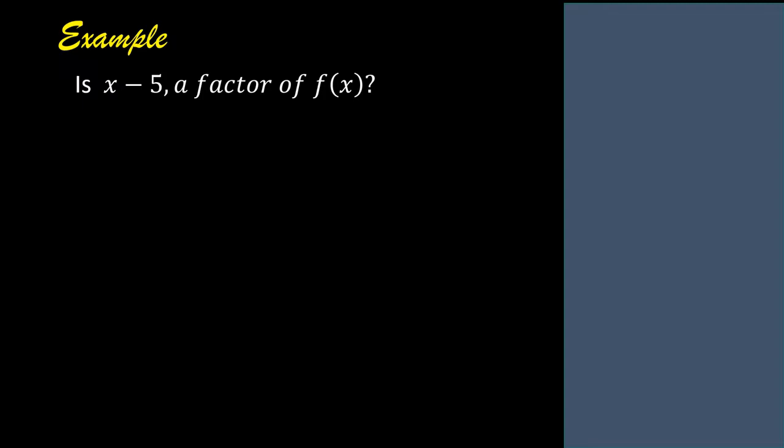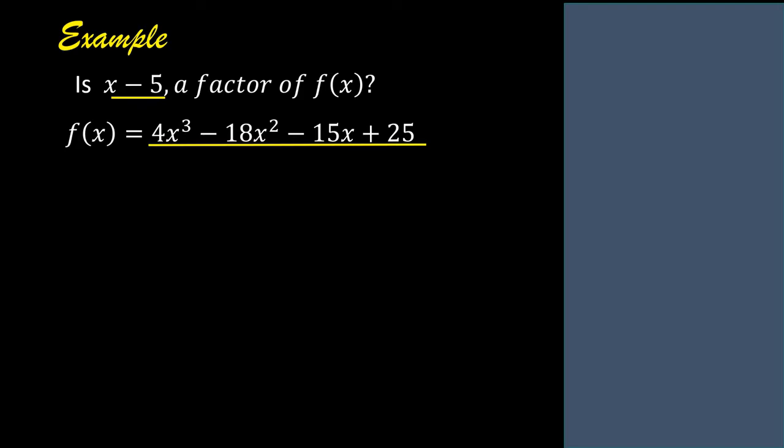Is x minus 5 a factor of f of x? f of x is equal to 4x cubed minus 18x squared minus 15x plus 25. To find out if x minus 5 is a factor of 4x cubed minus 18x squared minus 15x plus 25, use the factor theorem.